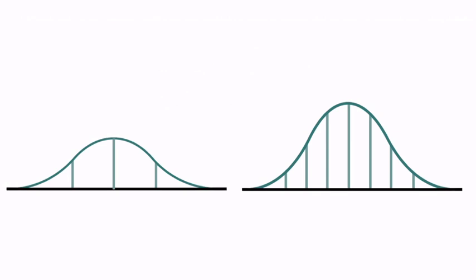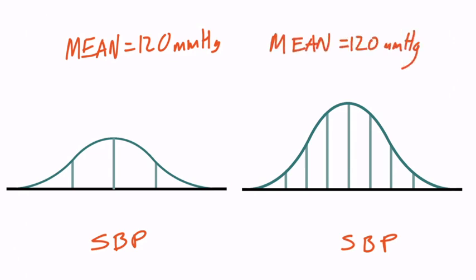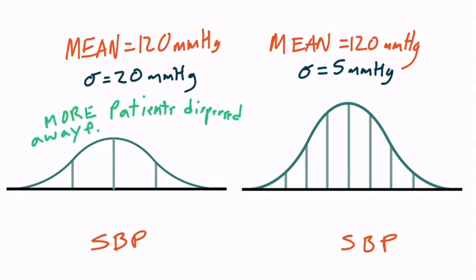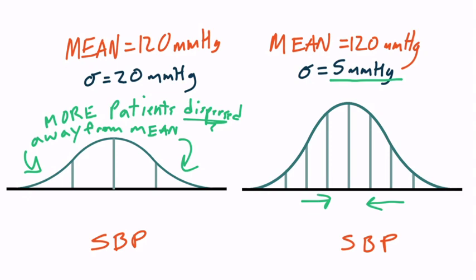To show you what I mean, look at these 2 bell curves, each representing systolic blood pressure along the x-axis. The mean, or average of both groups, is 120. Now let's say the standard deviation for the graph on the right is 5 millimeters of mercury, but the standard deviation for the graph on the left is 20 millimeters of mercury. As you can see, the population on the left has more patients falling away from the mean. Another way to say this is that there is high dispersion of results on the graph to the left. Conversely, with a lower standard deviation of 5 millimeters of mercury, you will have less dispersion from the mean. In other words, more of the data points will be clustered closer to the mean.